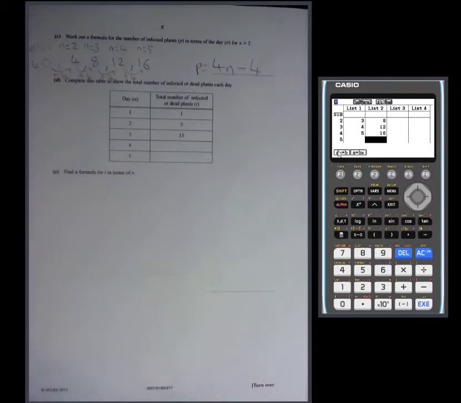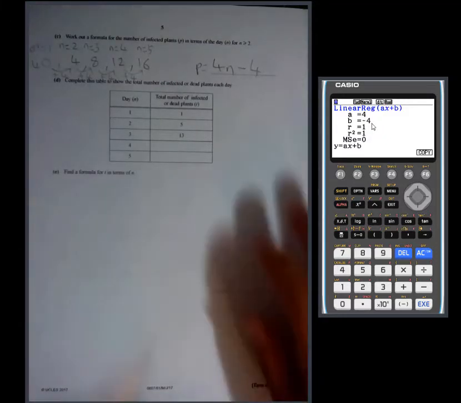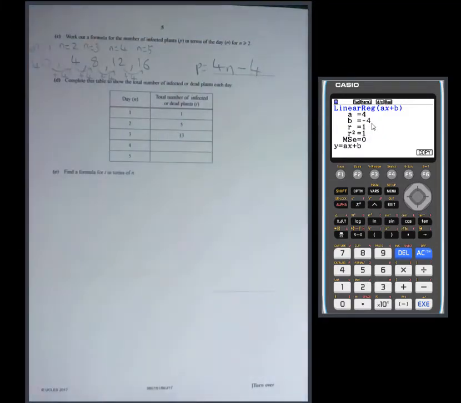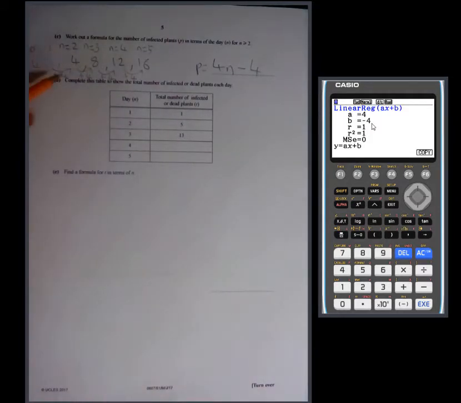I would do that, go back to ax plus b, and it tells me it's 4x minus 4, which is 4n minus 4. So you can use the regression tool. It's a calculator paper. It's there to be used. And you'd get your communication marks still. I would still recommend showing these differences and showing that you know it's a constant first difference.